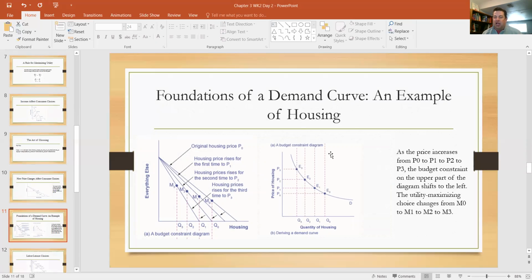Foundations of a curve, an example in housing. What happens here is we've got an original housing price at P0, which is your first line right here. And as your budget gets constrained, say that your income goes down, the shift in housing is going to go backwards. So as an economy's income is lowered, all of the households within the economy are going to purchase fewer and fewer houses.